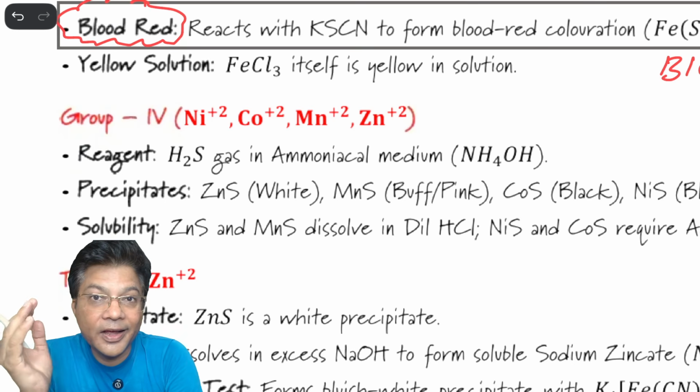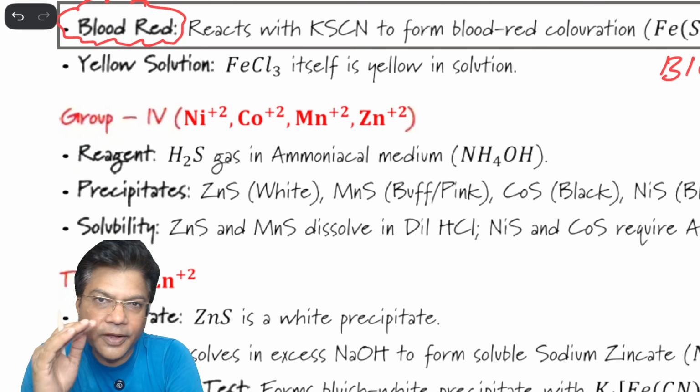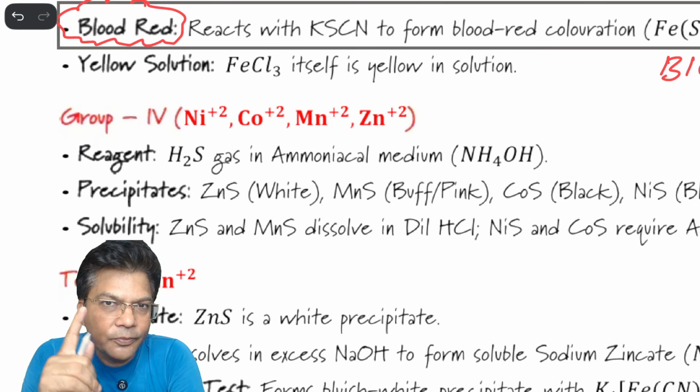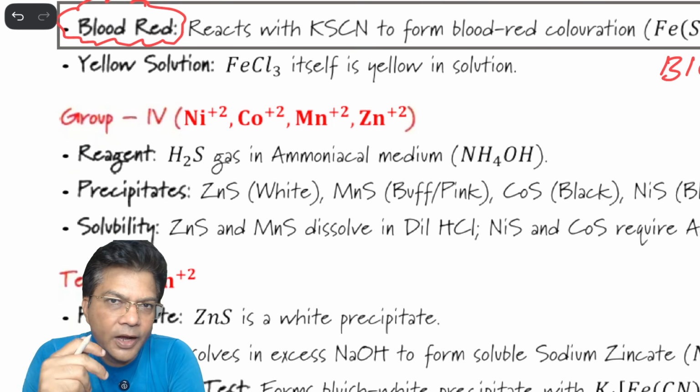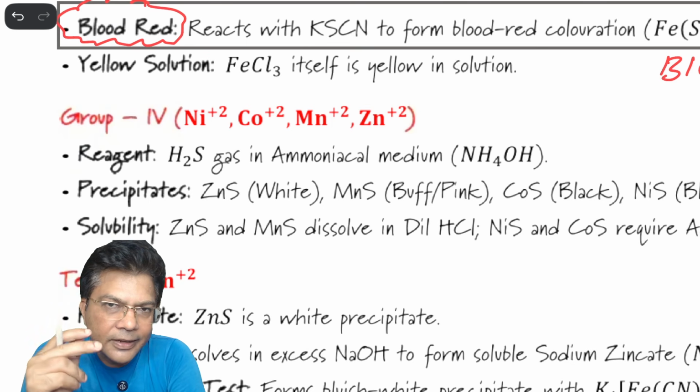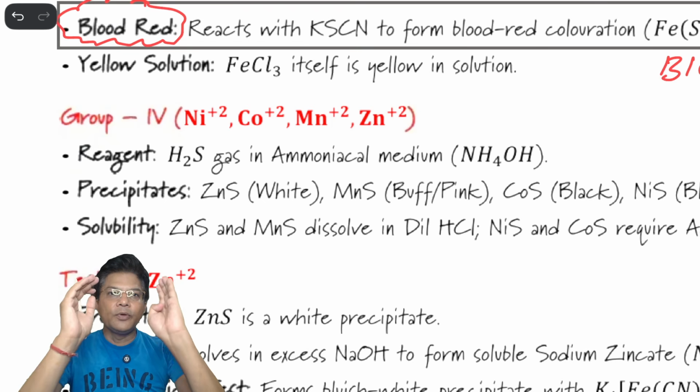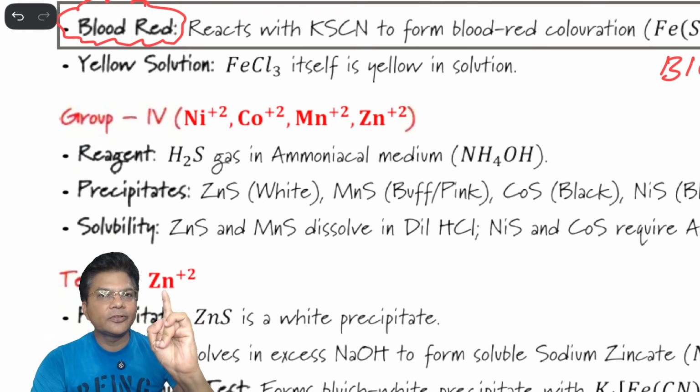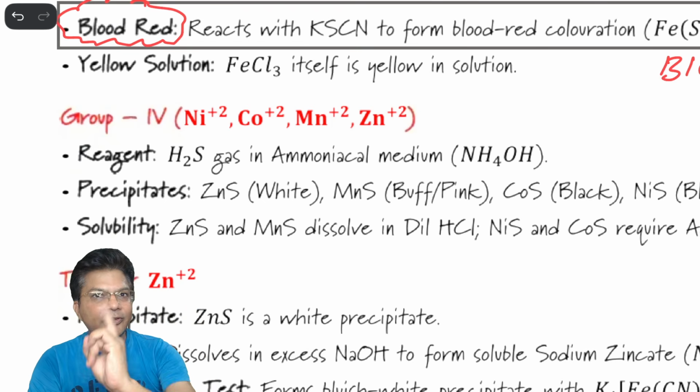In the second group there are 8 to 9 radicals, and in the fourth group there are 4 radicals. From the second group only one is in our syllabus, that is Cu2+, and from the fourth group two are in our syllabus, that is Ni2+ and Zn2+. So for second group radicals, first add dilute HCl and then pass H2S as gas.